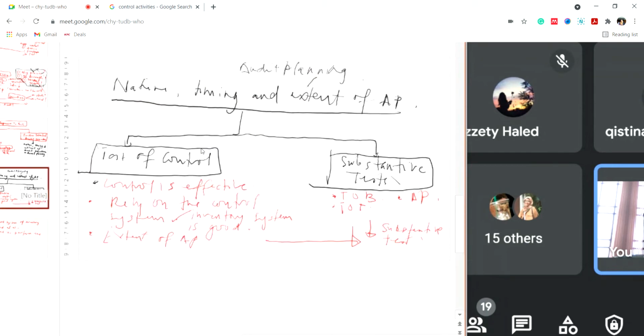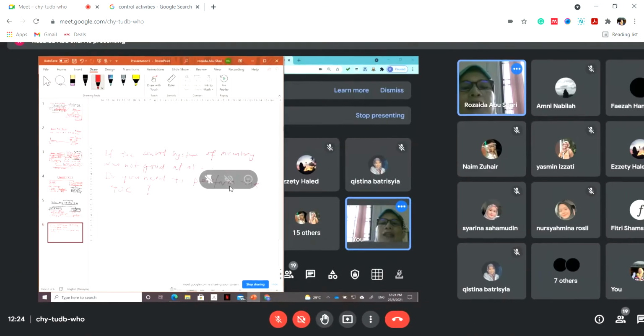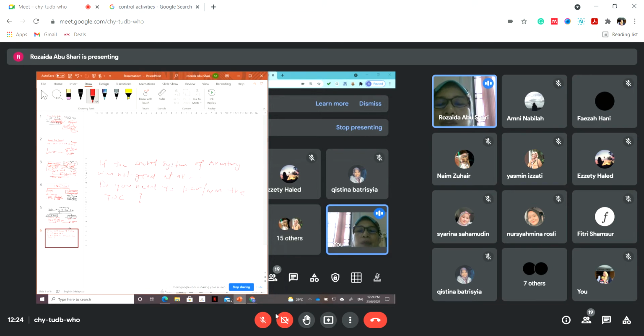In this case you performed the test of control and the control is effective, and then you will reduce your substantive test. What happens if the control system of inventory was not good at all? Do you need to perform the test of control? By not good, we can say it's not effective. Anyone to try? Amni, Nabila.